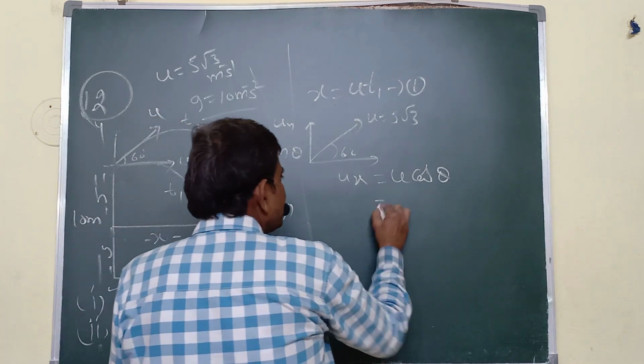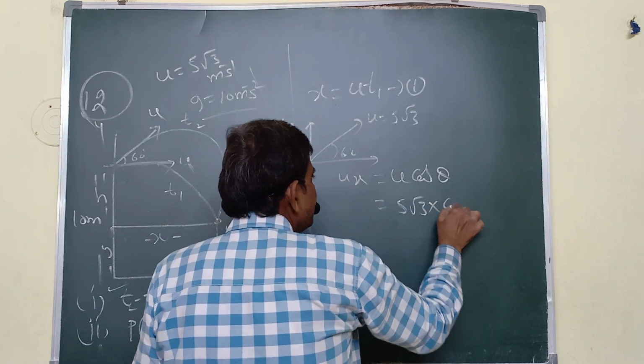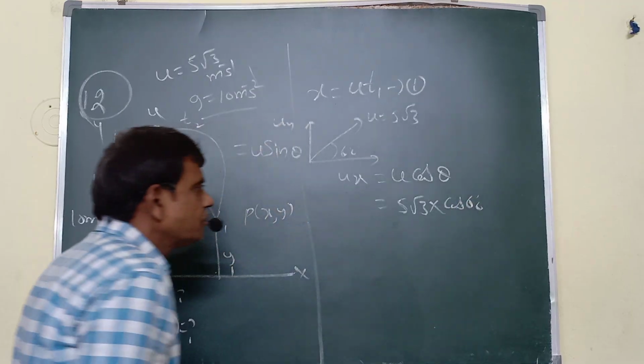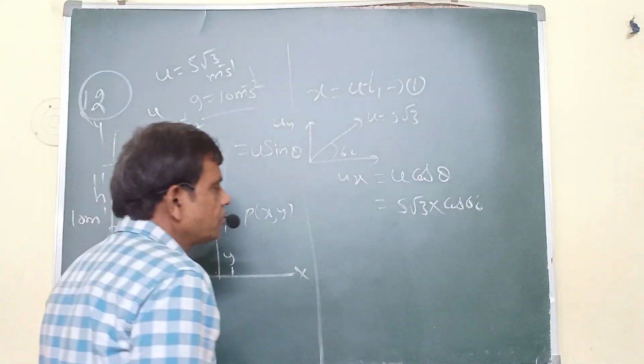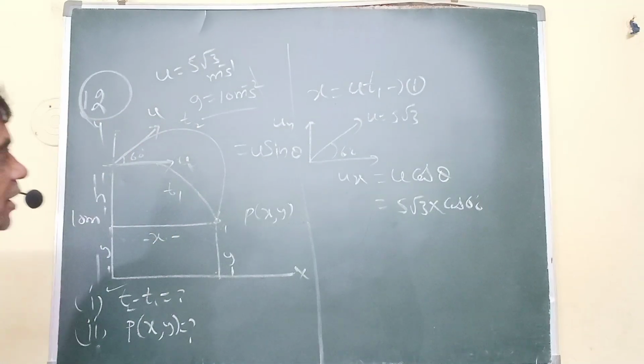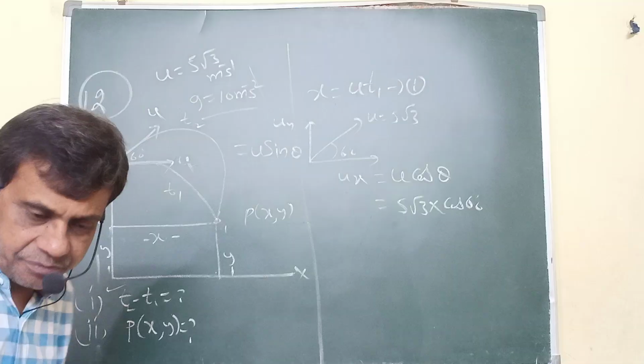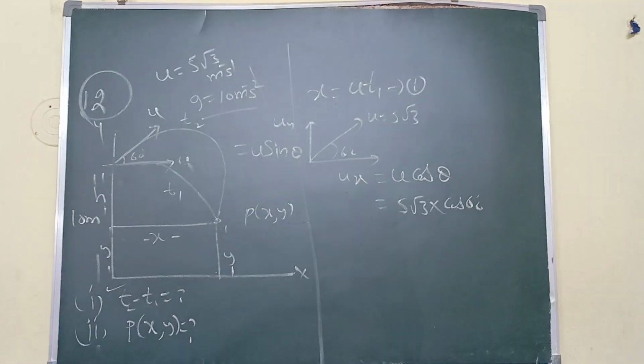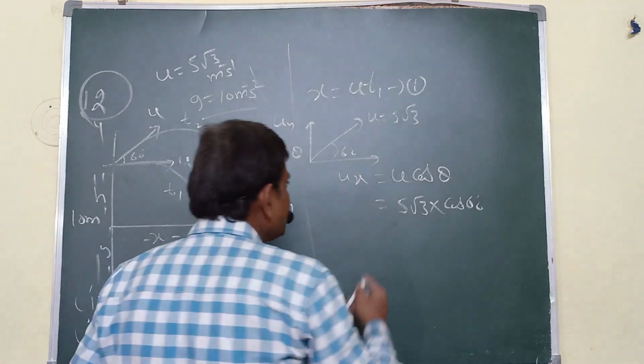What is U cos theta? That equals 5√3 into cos 60. What is the cos 60 value? Cos 60 is 1 by 2. Similarly, you go to sin 60. In this way we are finding the horizontal and vertical components. So here, what is the horizontal component? Cos 60 is 1 by 2, so we write this as 5√3.